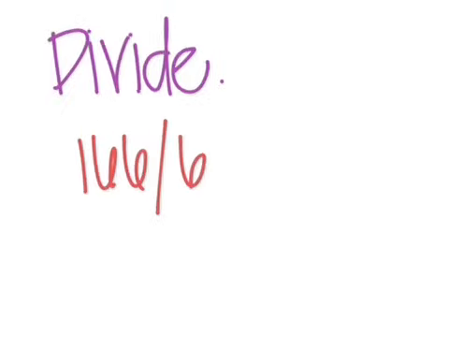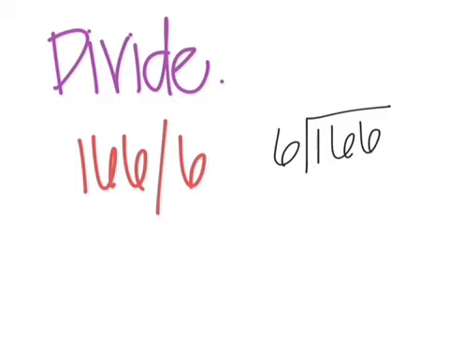Let's do another one. So I set it up using the box, 166 divided by 6. First step, can 6 go into 1? It cannot. So X for a placeholder. Can 6 fit into 16? I know it can, and I know 6 times 2 is 12. 6 times 3 is 18. 18 is too large, so it can go in 2 full times, which is 12. So I subtract it from 16, and I get 4 left over.